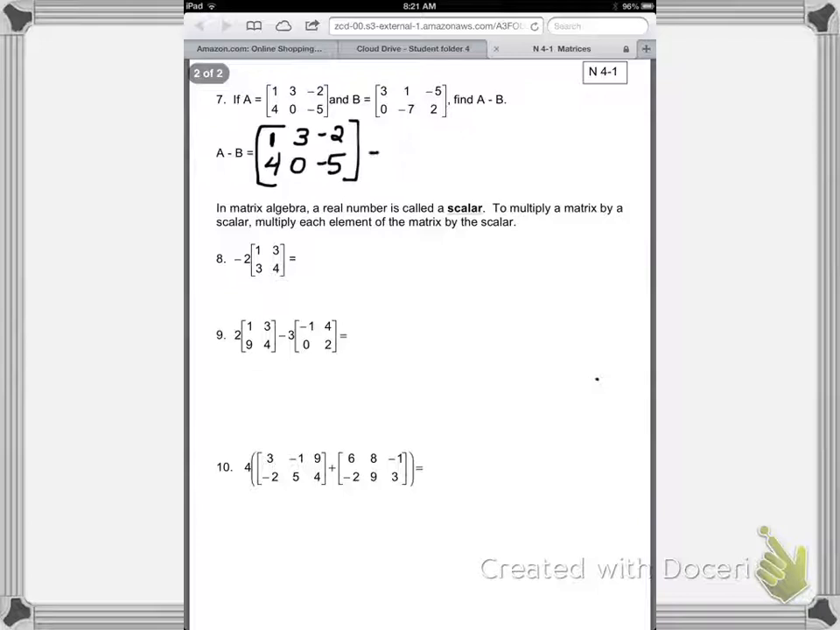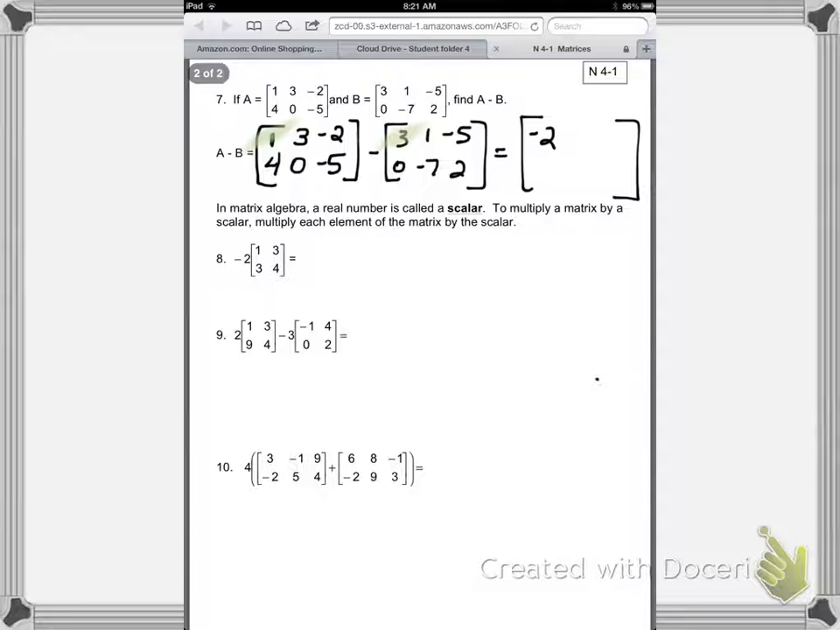And I'm going to subtract 3, 1, negative 5, and 0, negative 7, 2. And that's going to equal an answer matrix. Now, the dimensions of the answer matrix are the same as each of the others, because they have to be identical in order to add or subtract them. So here again, I'm going to say 1, but this time it's minus, so 1 minus 3 will be negative 2.